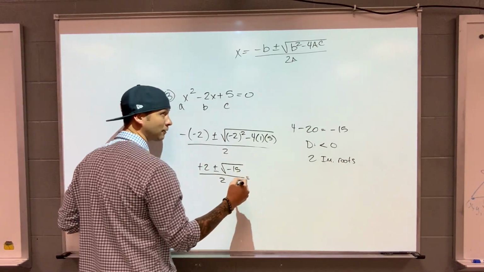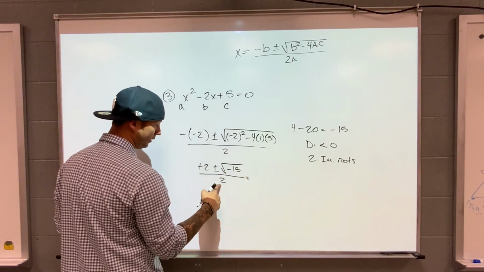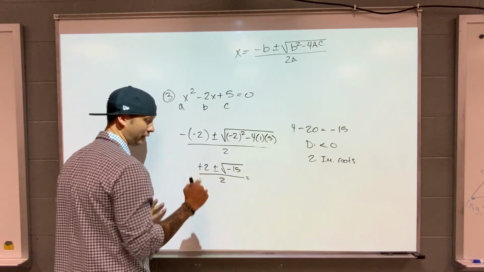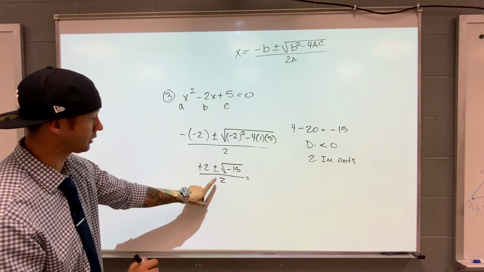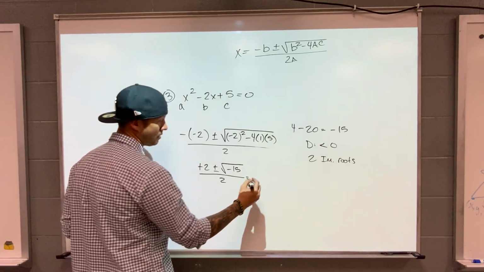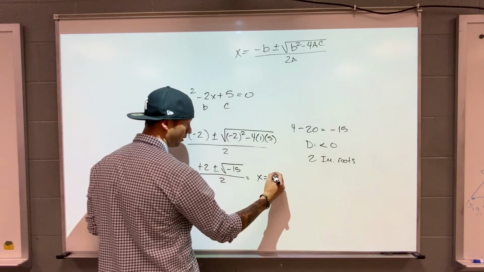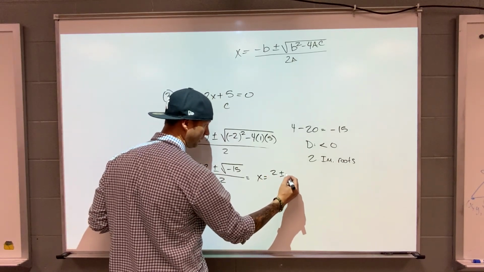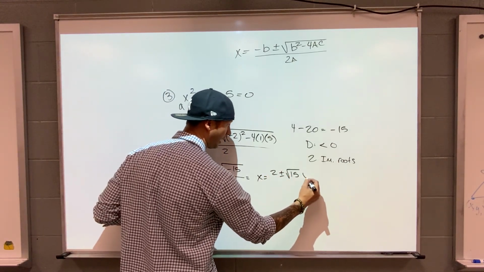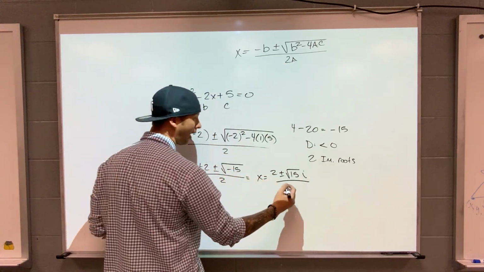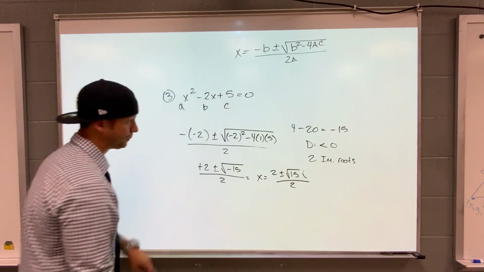15 is 3 times 5, I can't take anything out. This 2 cannot cancel with that 2 because there's no coefficient here that is divisible, so I can't just cross these out. It doesn't work that way. So the answer: x is going to equal 2 plus or minus root 15 i over 2. It's imaginary because this negative sign comes out as i.